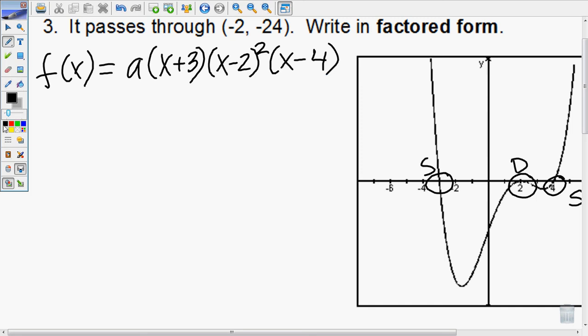It says for this, my unique point is -2 and -24. So when I plug in -2, I need to get -24, right? So wherever there's an x, it becomes a -2.